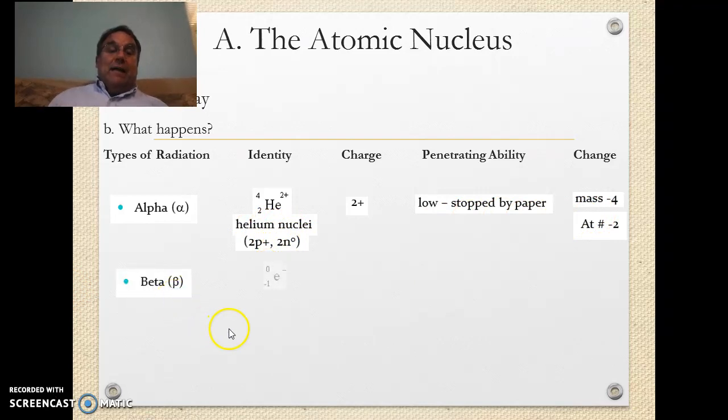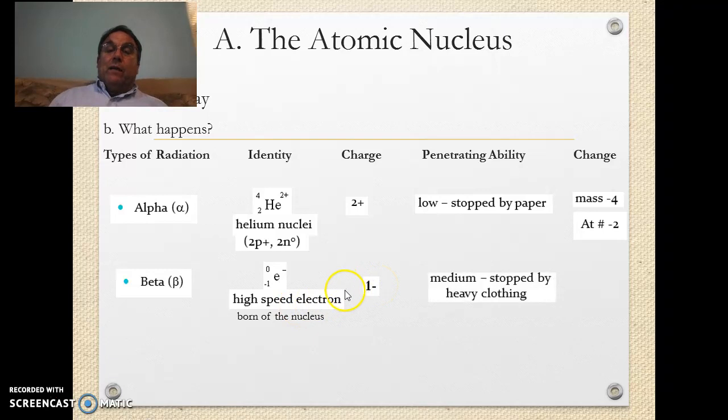Their identity is a high-speed electron. But it's an electron born not out of the electron cloud, but born out of the nucleus. And we'll get to how that happens in a minute. Their charge is 1 negative, just like any electron. Their penetrating ability is relatively moderate, can be stopped by specialized thick clothing. The change to the nucleus is rather interesting. There's no mass change, for all intents and purposes, and the atomic number goes up by 1.